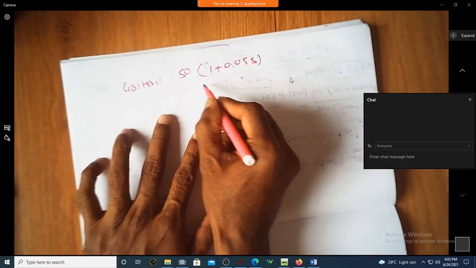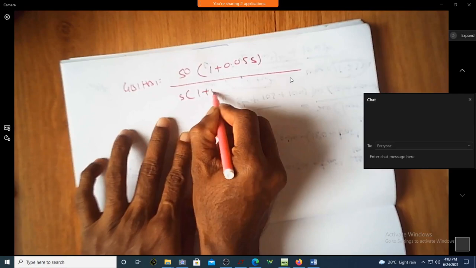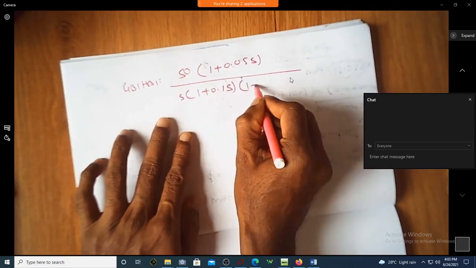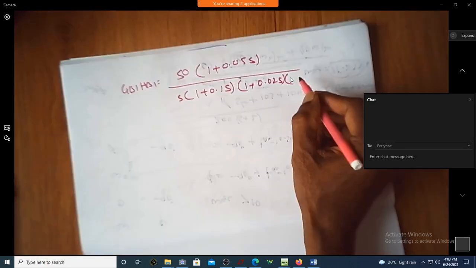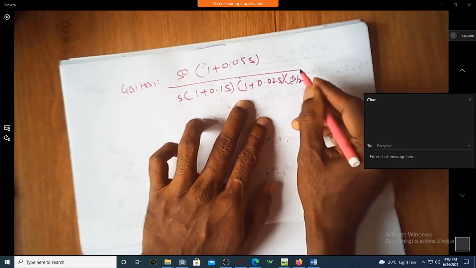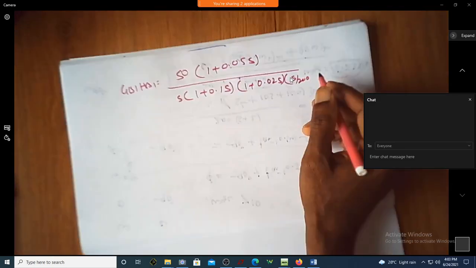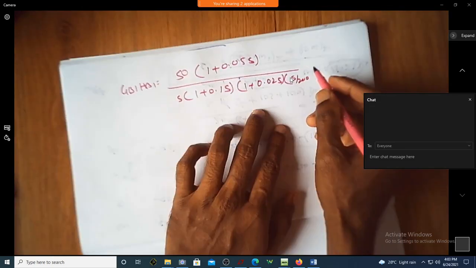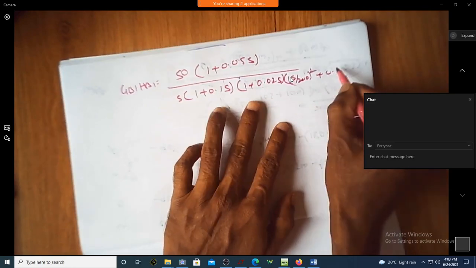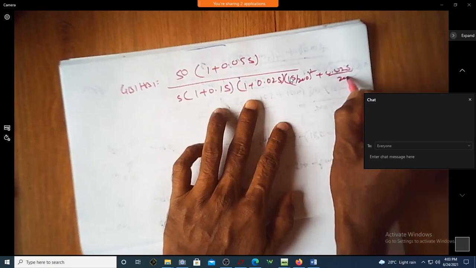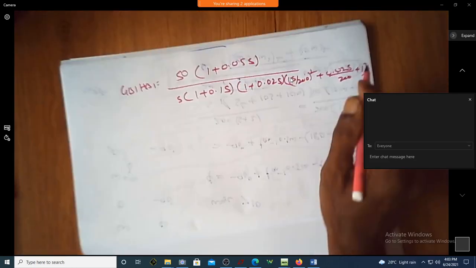0.05s divided by s into 1 plus 0.1s into 1 plus 0.02s multiplied by s by 200, whole square, plus 0.02s divided by 200 plus 1. Correct?